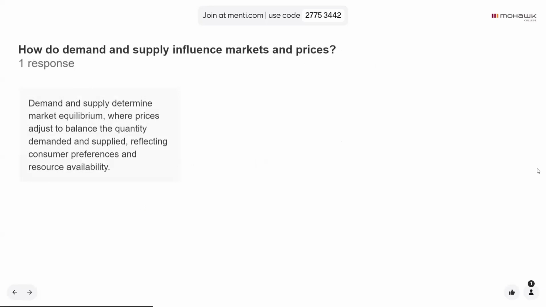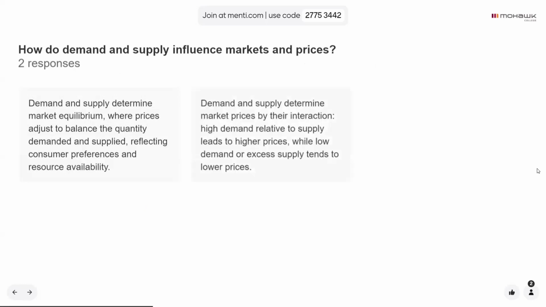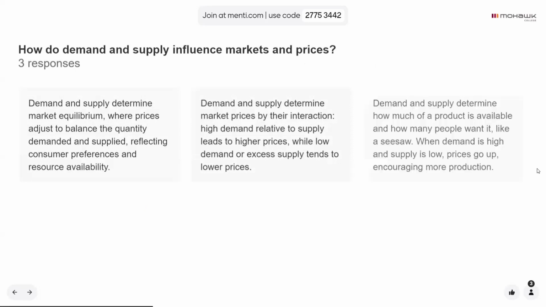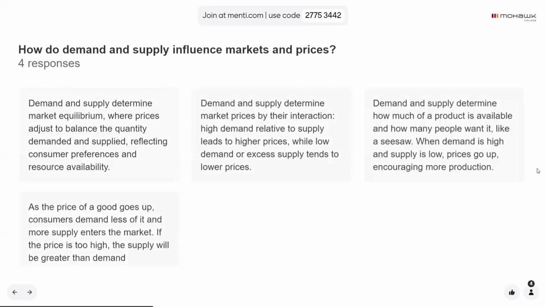Demand and supply determine market equilibrium, where prices adjust to the balance of quantity demanded and supplied, reflecting consumer preferences and resource availability. Yes. Demand and supply determine market prices by their interaction. High demand relative to supply leads to higher prices, while low demand or excess supply tends to lead to lower prices. Yeah, so demand and supply determine how much of the product is available and how much people want it.